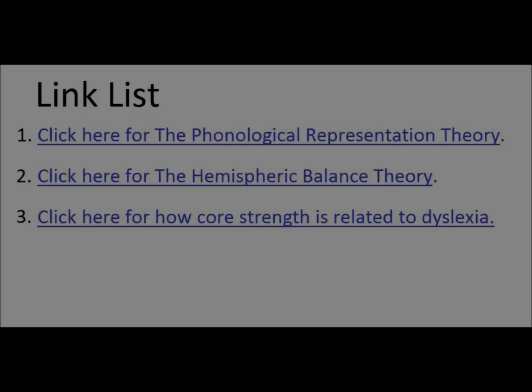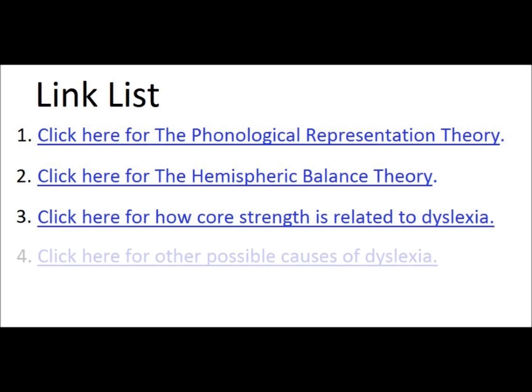The other theory is called the temporal processing theory. It claims that dyslexia is a deficit in the processing of sound in relation to time. So to learn more about both these theories and to understand how they're related to each other, click number 4 on the link list below.